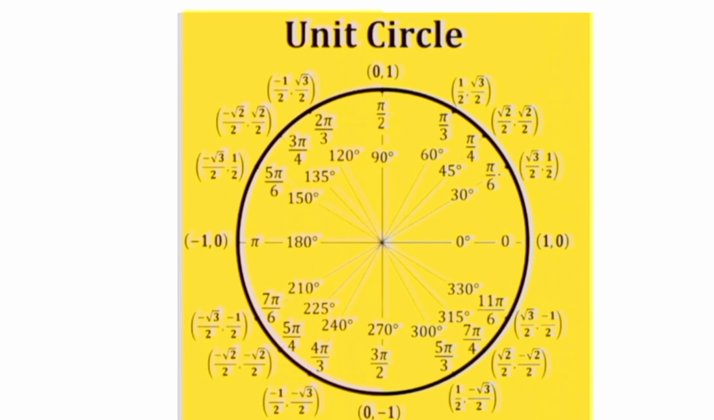Angle measurements are with respect to the x-axis, so notice that 30, 150, 210, 330 degrees have the square root of 3 over 2 and 1/2 but differ in sign. 60, 120, 240, 300 degrees have 1/2 and square root of 3 over 2 but differ in sign.